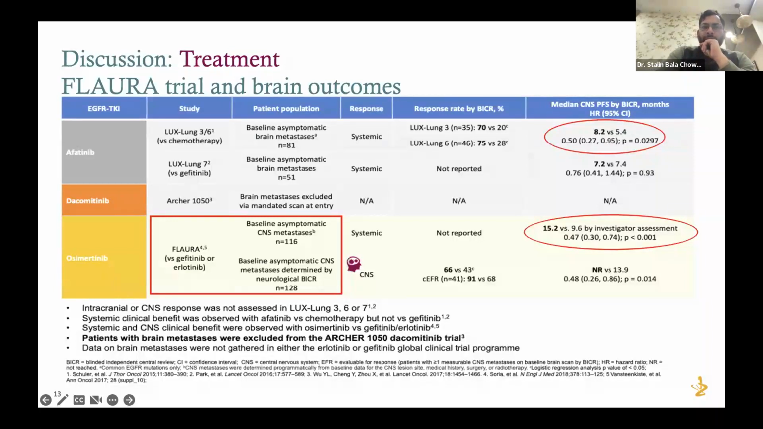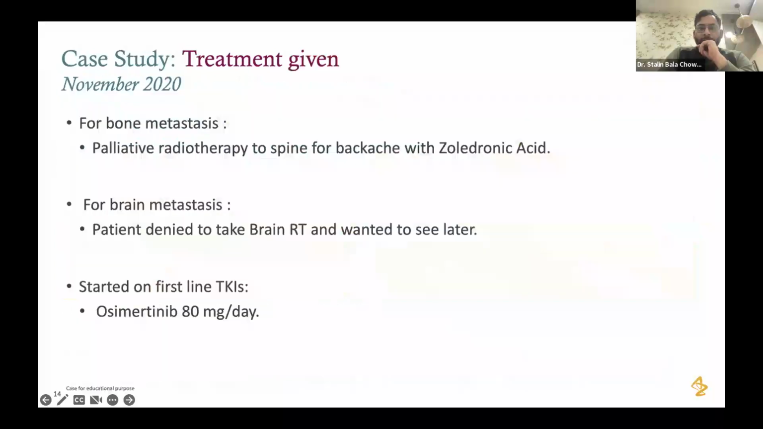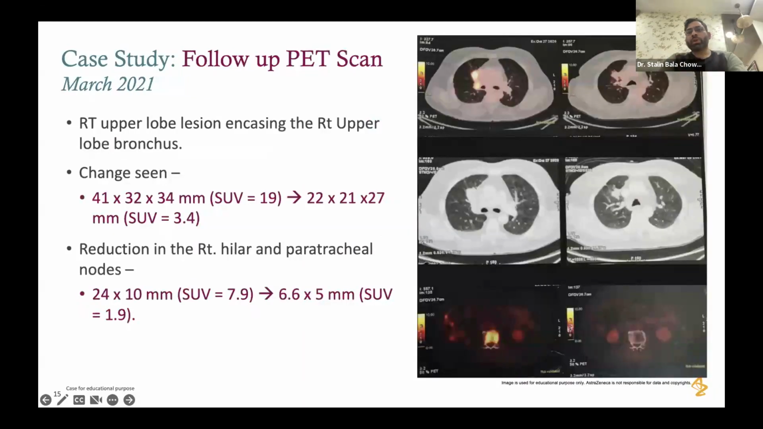Next, these are the brain outcomes. So it is way superior compared to afatinib and dacomitinib combined. And this is the treatment given to this patient. So palliative radiotherapy to the spine and to the brain, and the patient was started on osimertinib.